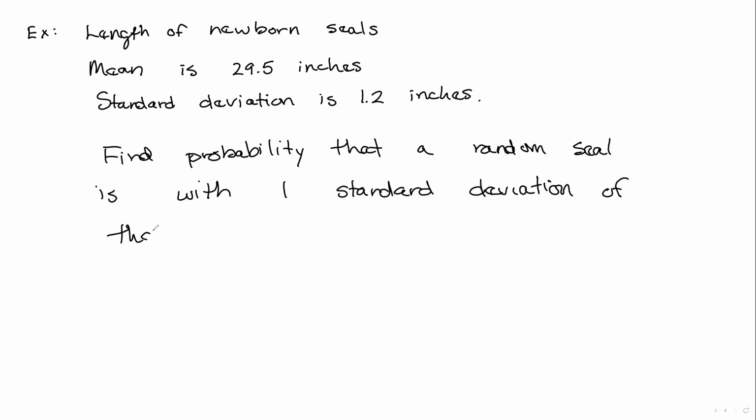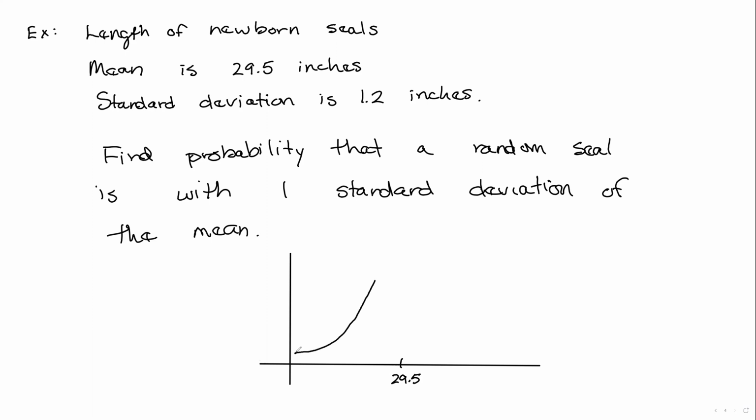And just for practice, we could go ahead and draw a sketch of this. Put your axes. We've got 29.5. Go ahead and draw the bell shape. It should probably level off a little faster than that, but anyway, you get the idea.